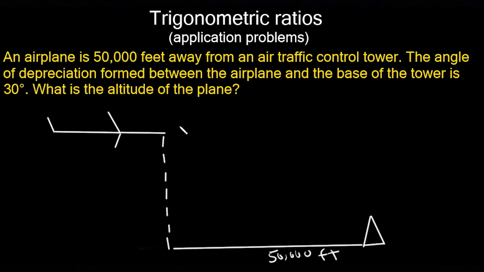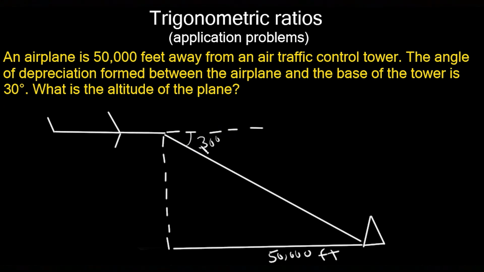So you have to picture a horizontal line going from this airplane directly out in front. So for example, you could have a horizontal line like this here, okay? And then the angle of depreciation is going to be formed from my airplane to the base of the tower. So for example, right here, okay? So the angle of depreciation is actually going to be right here. And it tells us that that is going to be 30 degrees, okay? So you can clearly see that this whole angle right here is 90 degrees.